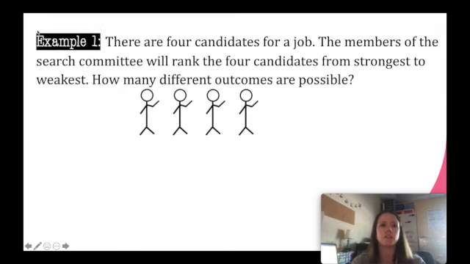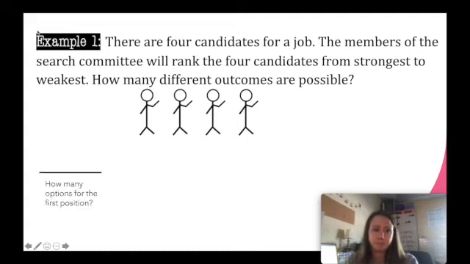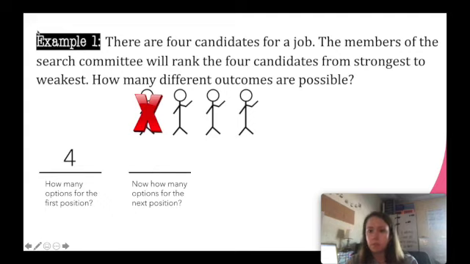Okay, so let's look at this first example. Here there are 4 candidates for a job. The members of the search committee will rank the 4 candidates from strongest to weakest. So how many different outcomes are possible? So we want to think about how many options are there for the first position. Well, there's 4 different candidates, so 4. Then we pick somebody for that position. So now you have how many to choose from? Well, you have 3 to choose from because you picked someone for that first position.